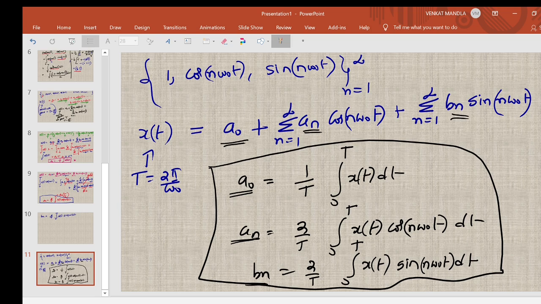This is a real Fourier series, or a trigonometric Fourier series, because we have trigonometric functions sine and cos. That is why it is called the trigonometric Fourier series. And we don't have any complex numbers here. That is why it is also called the real Fourier series, right? That's it.